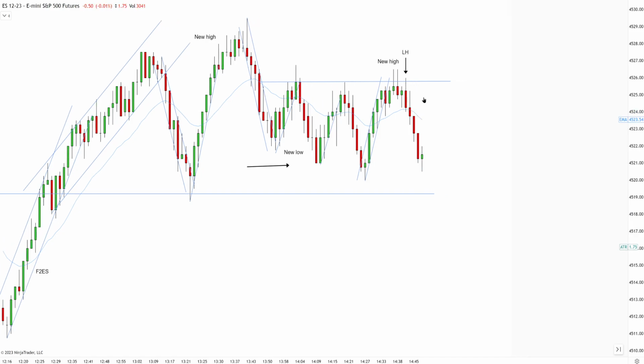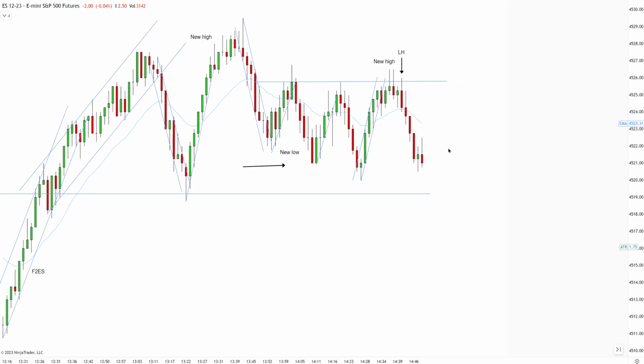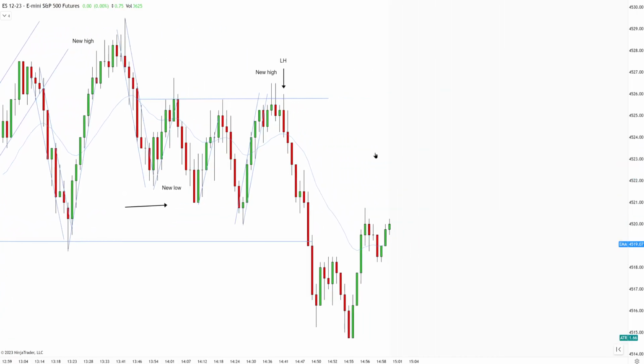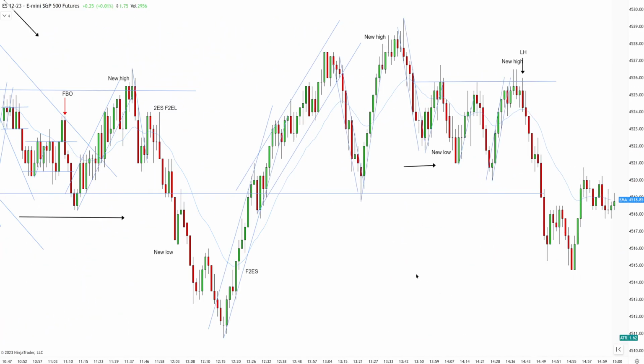Can we get a failed second entry long? No, it's too far down, far from the EMA. And now it's getting way too late. This is the overall picture for today.